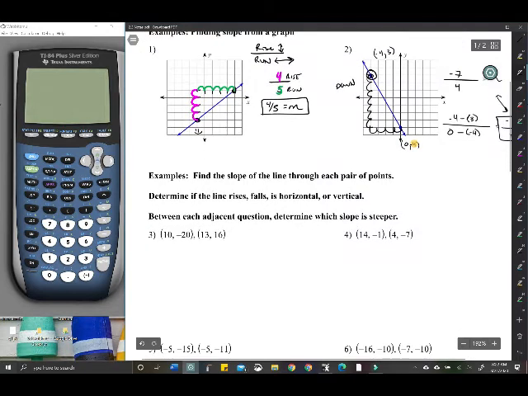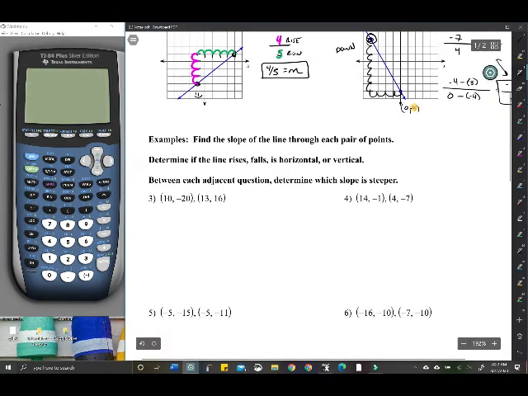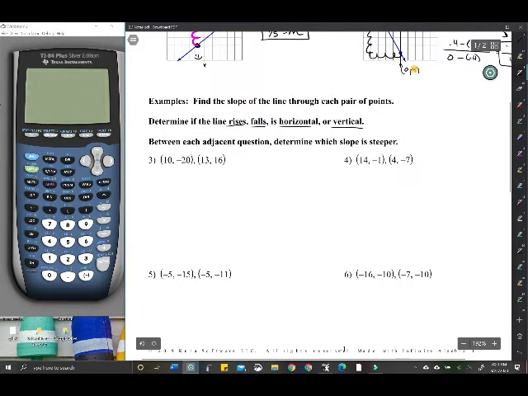So examples where I just give you the points. Now I'm also going to ask you, does the line rise? Is it falling? Is it horizontal or is it vertical? Between each adjacent questions, determine which line is steeper. So that's the second part. We're going to see which line's steeper, this one or this one.